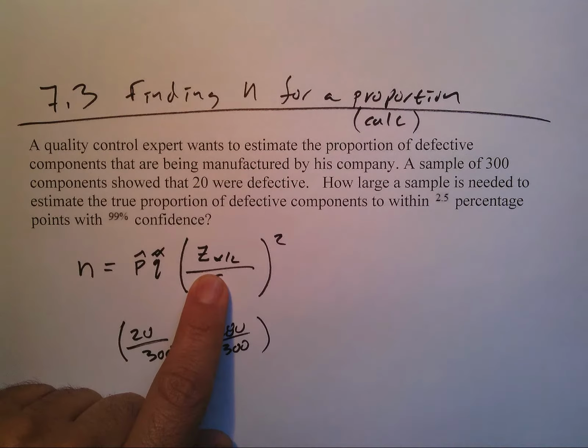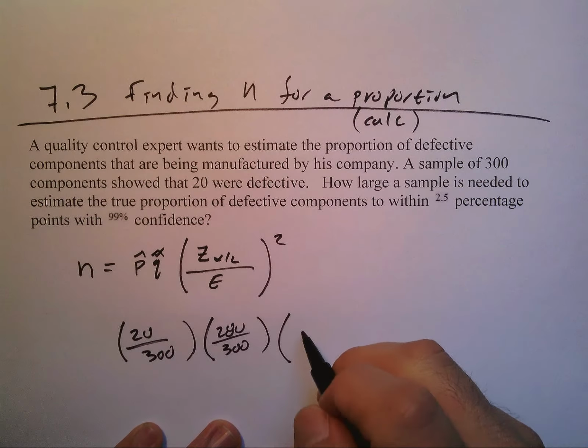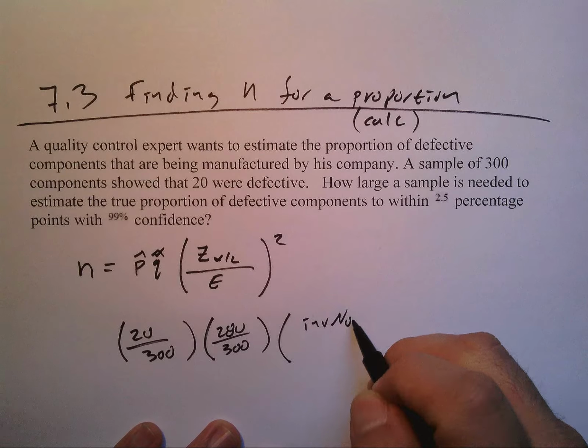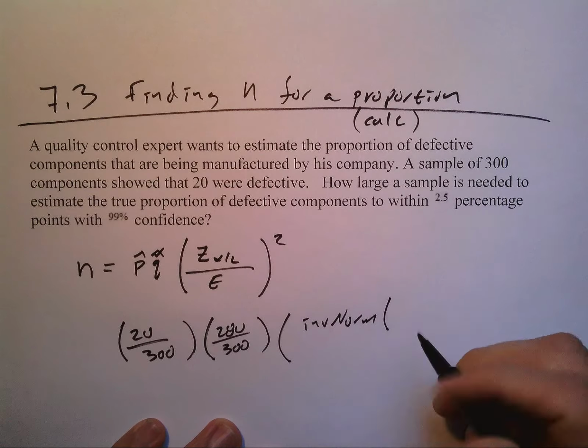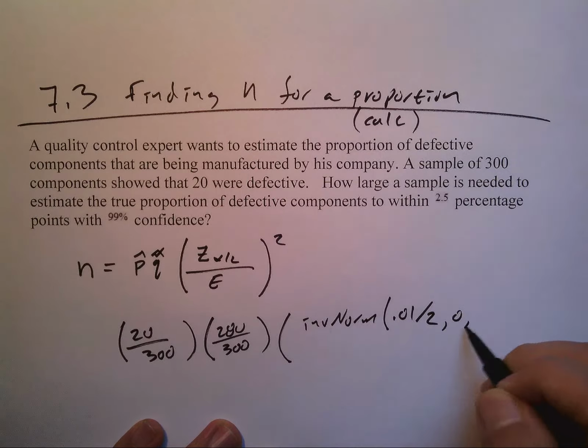Now, in order to get the z alpha over 2, we're just going to grab the inverse norm of alpha divided by 2, with 0 and 1 being mu and standard deviation. So, open parentheses, inverse norm of 0.01 divided by 2, comma 0, comma 1.